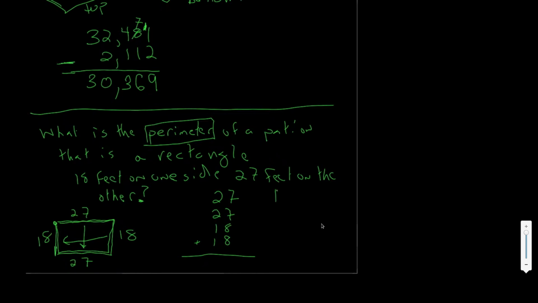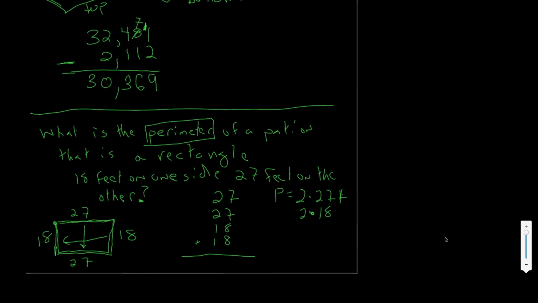Now, we'll find later that we can multiply 2 times 27 plus 2 times 18. We can do it as multiplication. But the book, because it's focusing on additions, doesn't show it this way. But what we want to do is we want to collect some of these ideas. And so the thing to remember is perimeter is the total of all the sides.